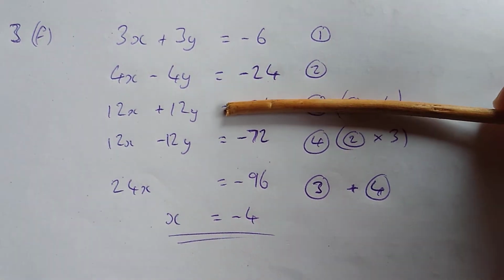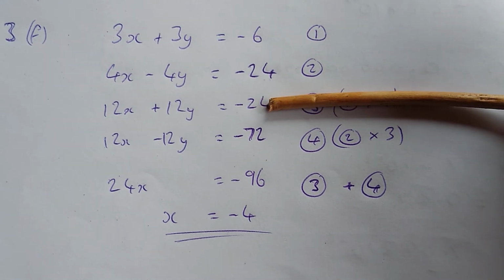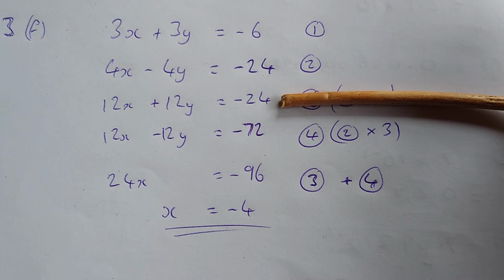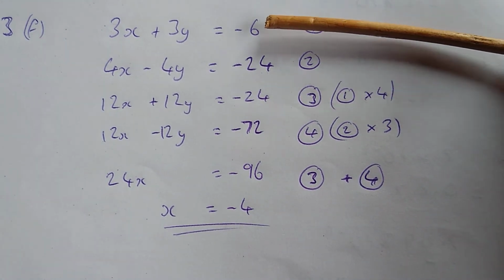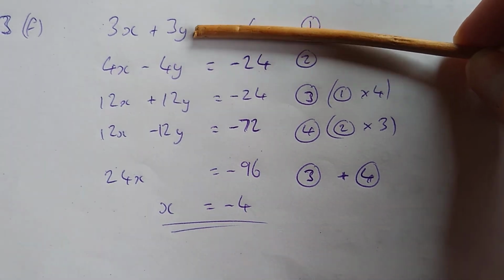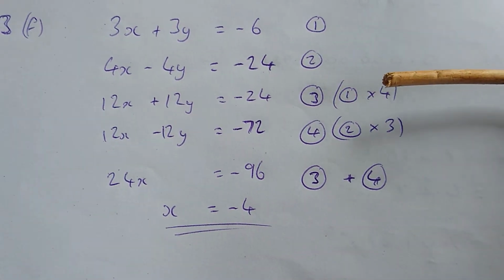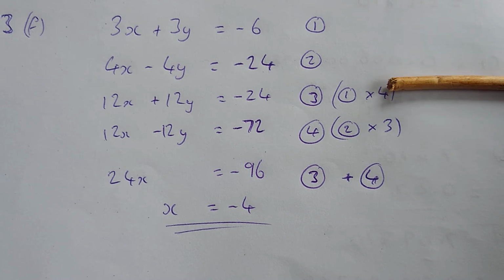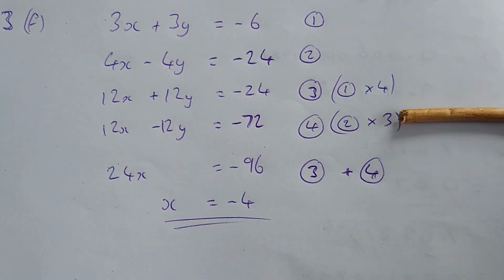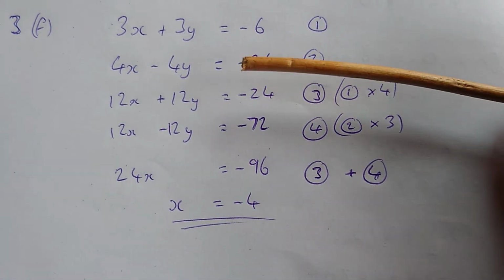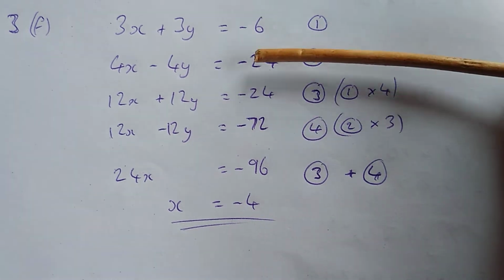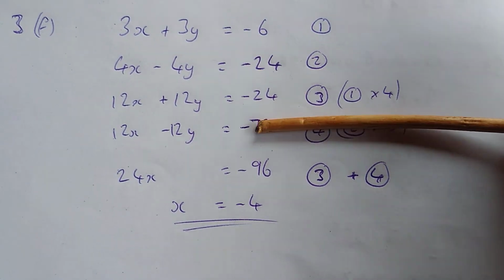12x plus 12y equals, now remember to quadruple the right hand side, because if you don't, it's not going to work. If you're going to make a mistake, it's quite possible that one of the mistakes you're making is forgetting to multiply this or that by the number you're multiplying by. Quite a common mistake. Then equation 2 multiplied by 3. So 4x times 3, minus 4y times 3, minus 24 times 3.